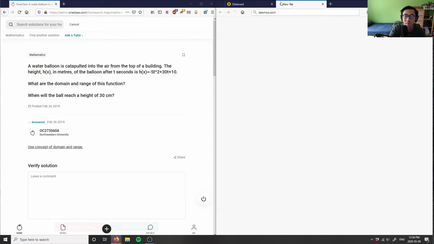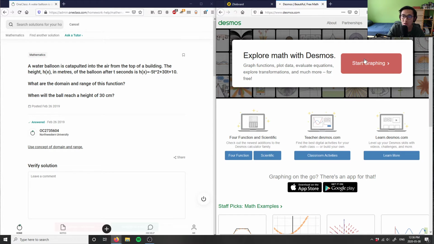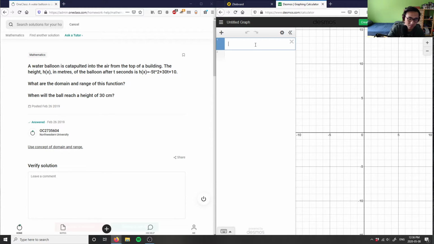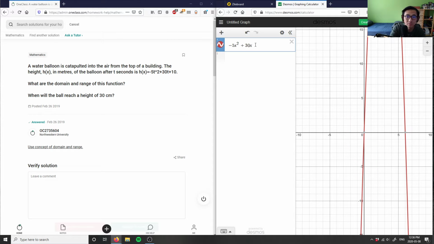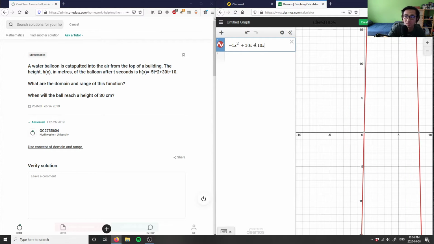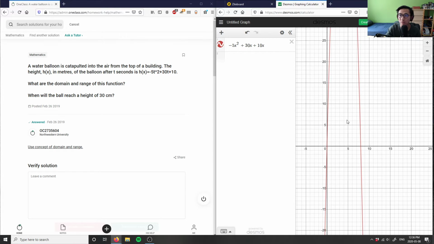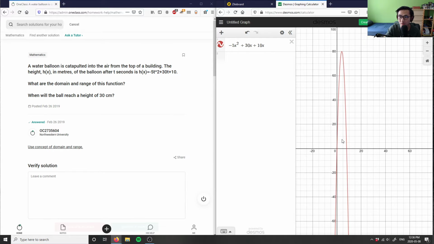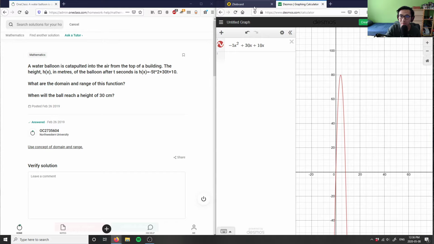Once we get this graph, we can solve for the domain and range, right? So let me write here, this is negative 5 x squared plus 30x plus 10 here. And as you can see, our parabola looks something like this, right? It is very, very large here, and it's going to span to about 80.